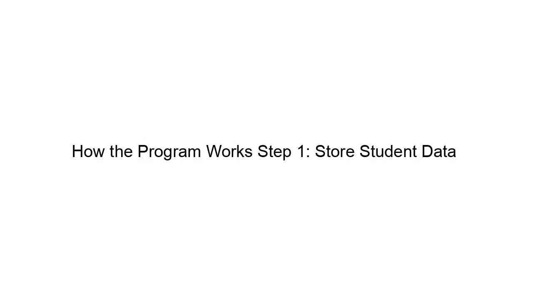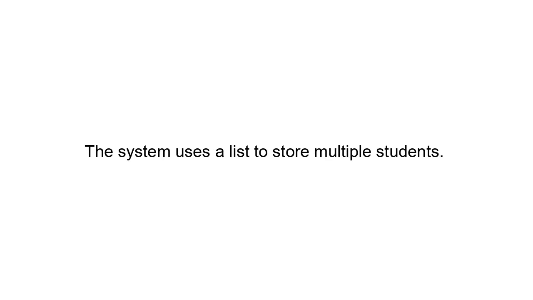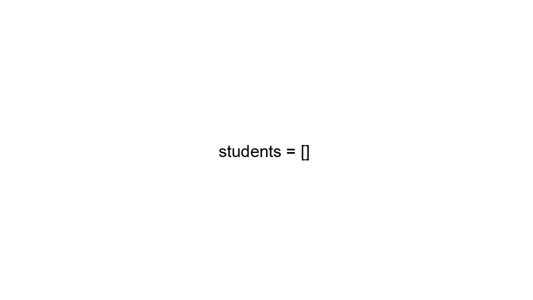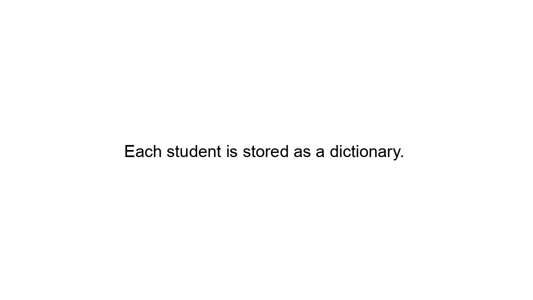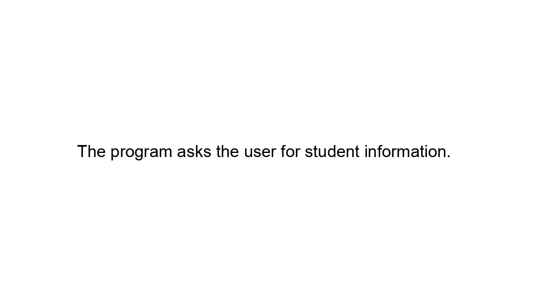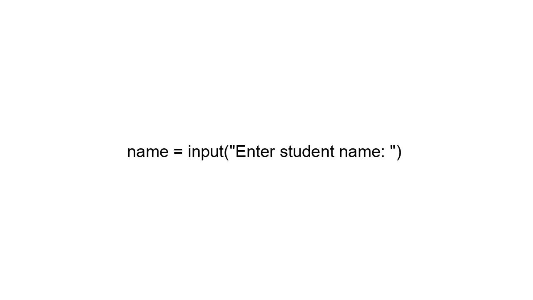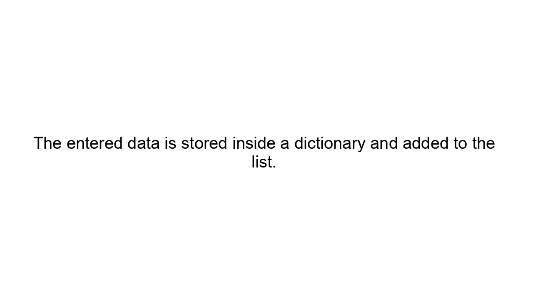How the program works. Step 1: Store student data. The system uses a list to store multiple students. Example: students = []. Each student is stored as a dictionary. Step 2: Add a student. The program asks the user for student information. Example: name = input("Enter student name: "). The entered data is stored inside a dictionary and added to the list. Step 3: View students. The program displays all students. Example: for student in students: print(student). This helps the user see all stored records.